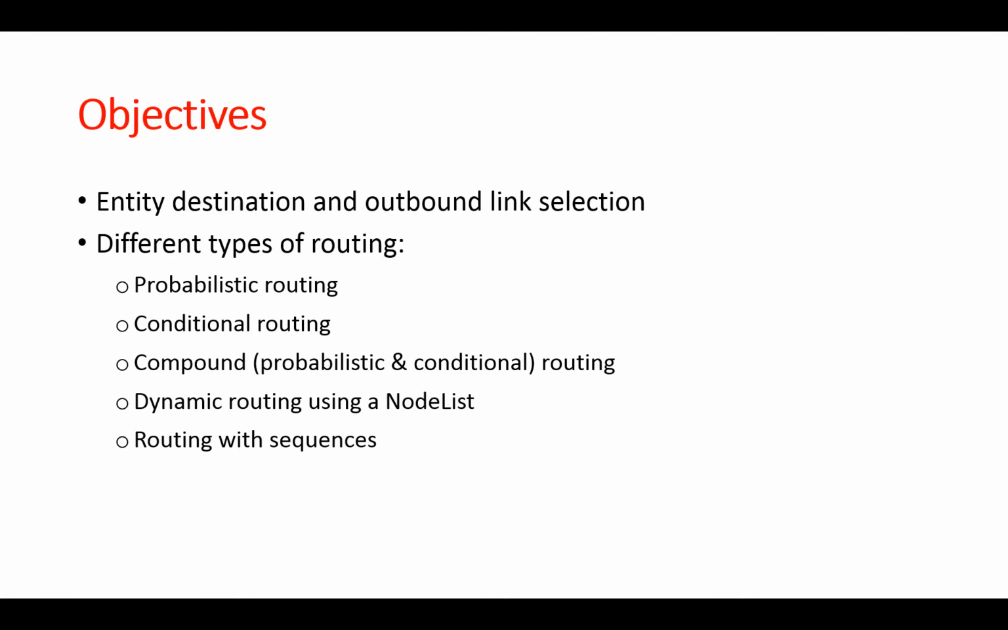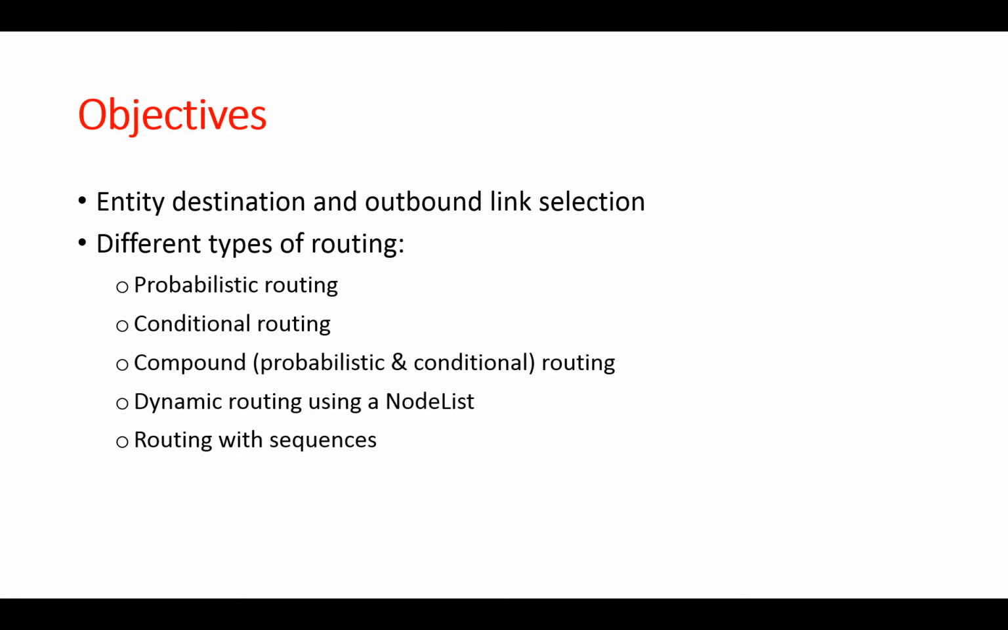We will also talk about routing with sequences, which relates to the cases where we know the sequence parts or entities visit different nodes or objects in the model. So an example of this situation is a manufacturing system where we have multiple part types, and each part type visits the machines in our manufacturing system in a predetermined sequence.